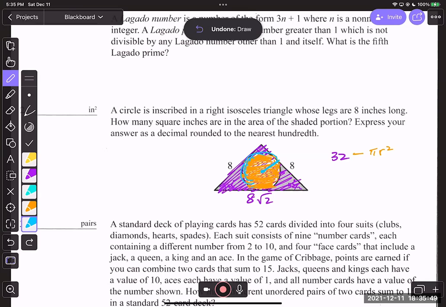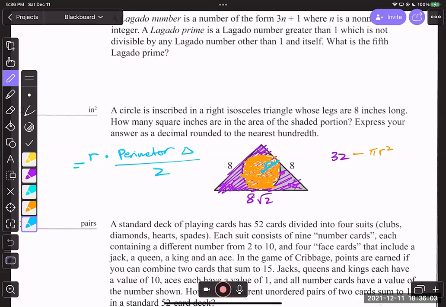Now, the formula that I was mentioning was that the radius of this circle times your perimeter of your triangle divided by 2 is equal to the area of the triangle. This is the formula that I was referring to.